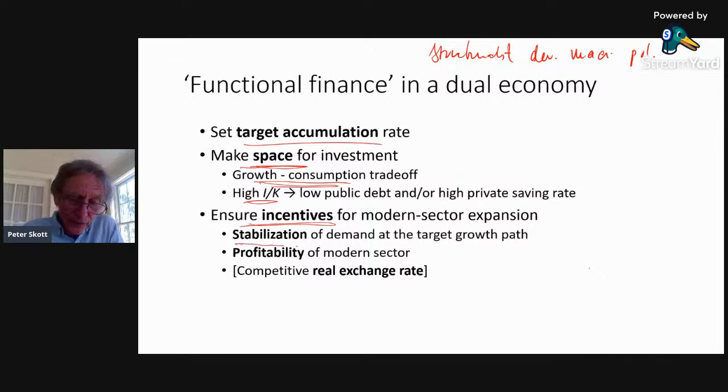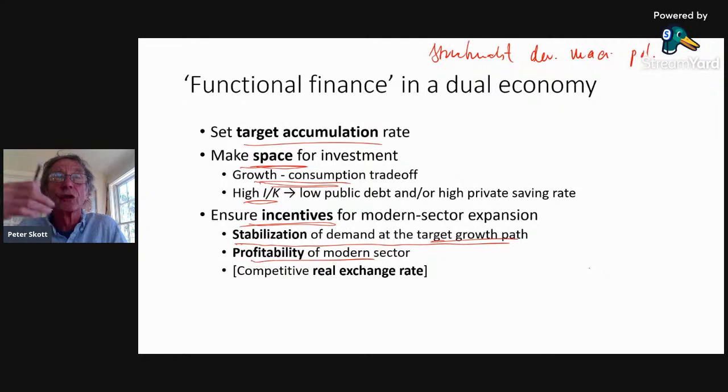That means there's a very important role for policy at just stabilizing demand. You don't want very volatile demand for modern sector output. You want to stabilize it, have it grow along the target growth path that you've decided on.